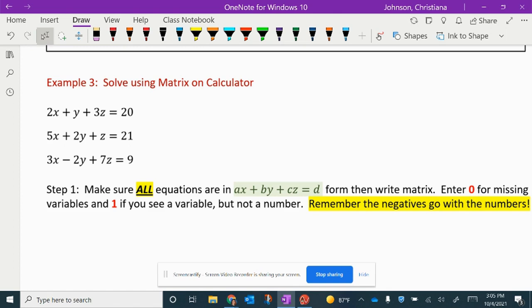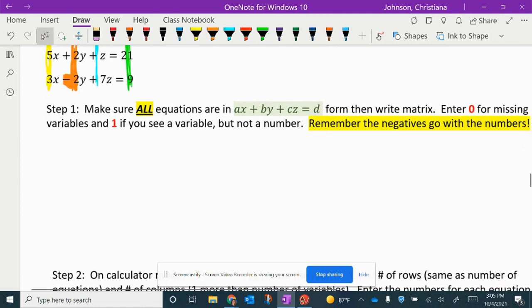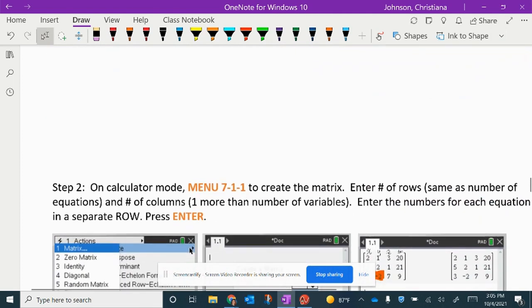One of the things that's very important is all three of our equations have to be in x, y, z order. So all the x's have to be in line, all the y's have to be in line, and their signs, and all the z's have to be in line. And then everything after the equal sign is always going to be single numbers. So that's important. A, B, C order, and negatives have to go with the numbers they had.